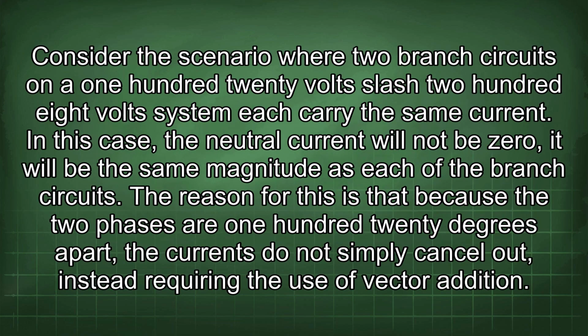Consider the scenario where two branch circuits on a 120 volts/208 volt system each carry the same current. In this case, the neutral current will not be zero, it will be the same magnitude as each of the branch circuits. The reason for this is that because the two phases are 120 degrees apart, the currents do not simply cancel out, instead requiring the use of vector addition.